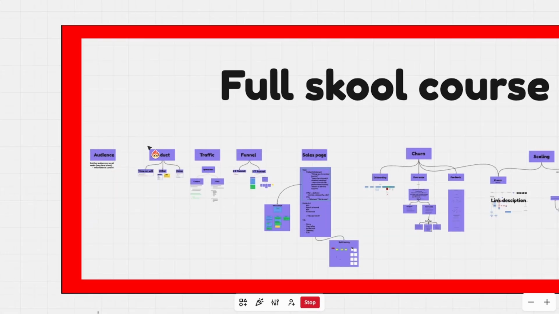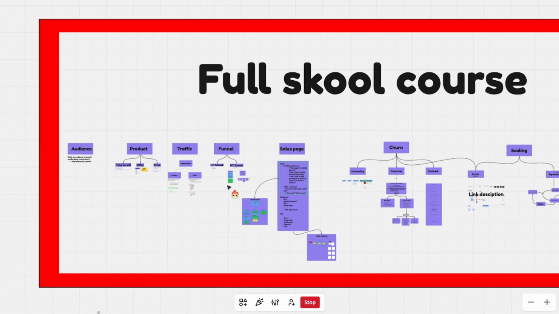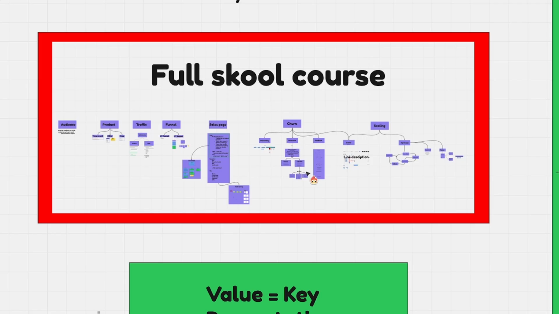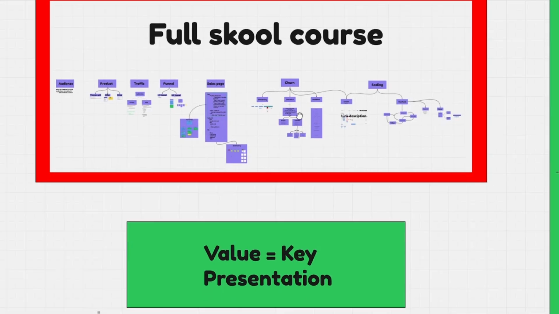So I tell them, okay, these are the steps. You get audience, then you get a product, then you get traffic, then you funnel, you use the right funnel for the type of community that you have, and so on. And that way people know exactly where they're stuck on the process. And that way people can see that you know what you're talking about.